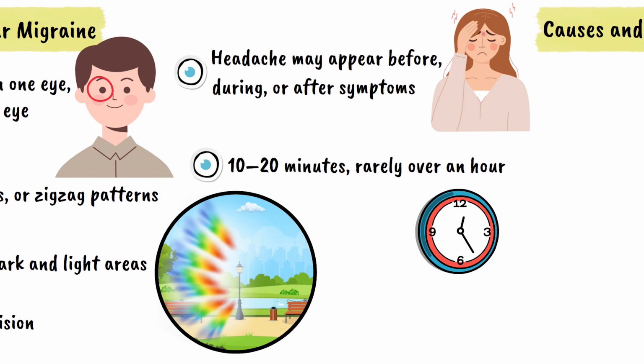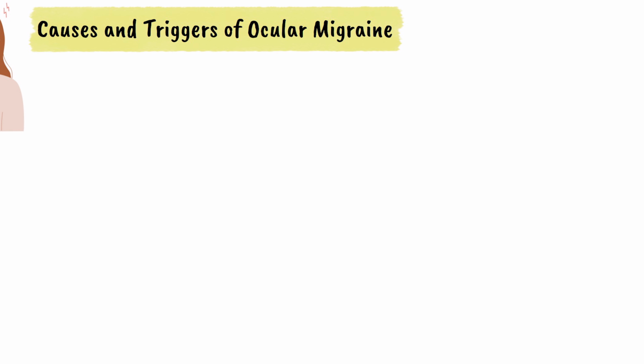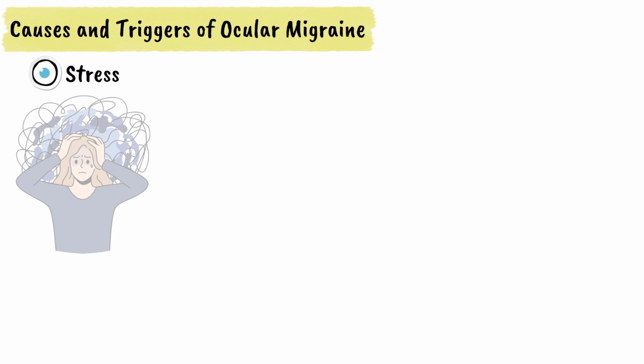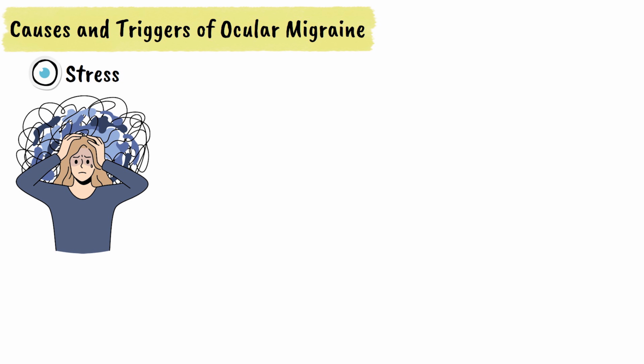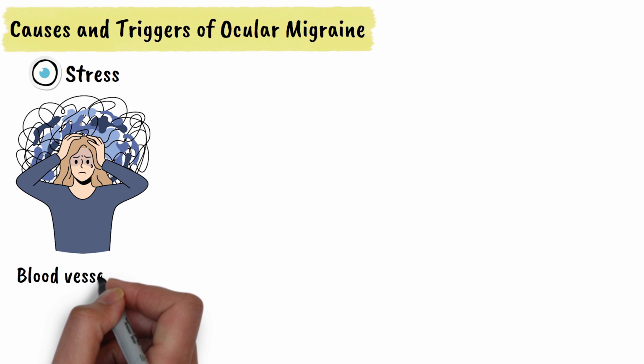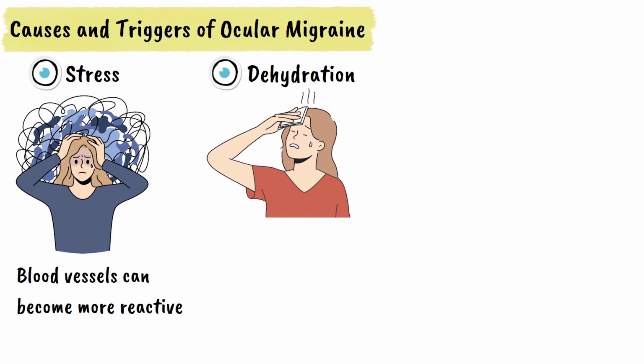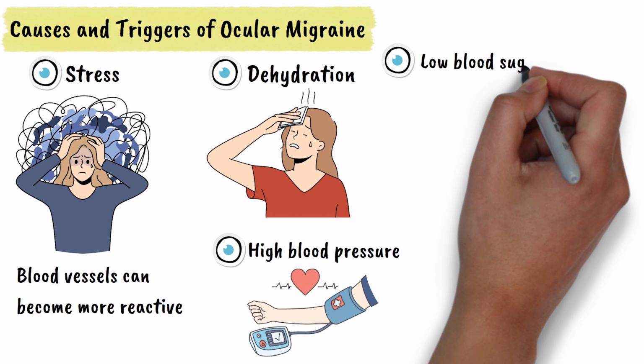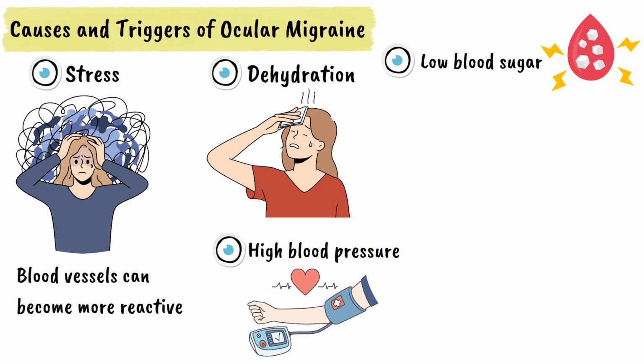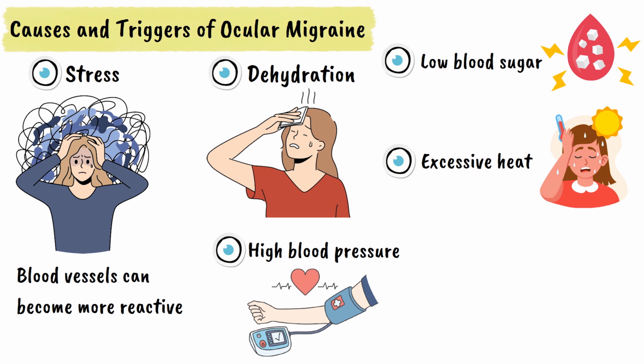Let's talk about what causes an ocular migraine. One major trigger is stress. When you are under emotional or mental stress, your blood vessels can become more reactive. Another common cause is dehydration, meaning you are not drinking enough water. High blood pressure can also trigger these migraines. Low blood sugar is another trigger, which is why skipping meals can be dangerous if you are prone to ocular migraines. Excessive heat can cause your blood vessels to react unpredictably.